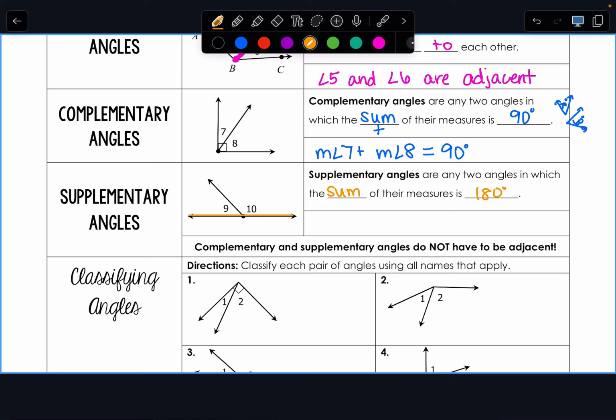A straight line is 180 degrees. So in this picture, I see that 9 and 10 combined together to be a straight line, which is 180. Anytime we have two angles that add up to be 180, we say that they're supplementary.